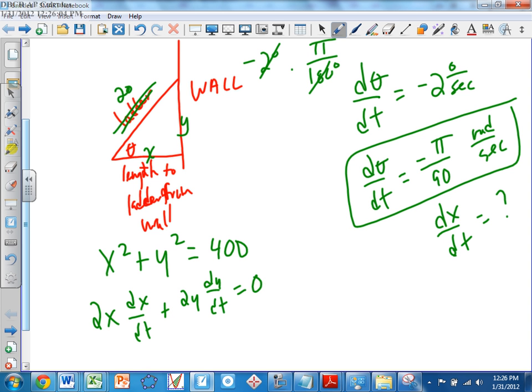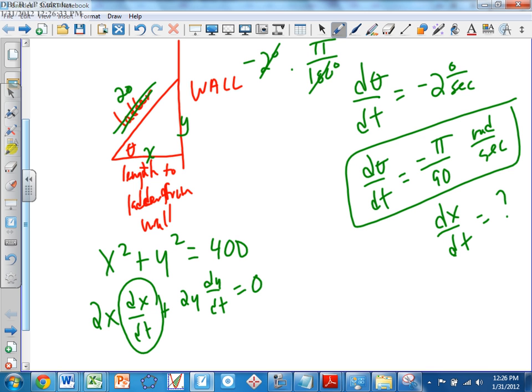Well, we got a slight problem here, don't we? Do you see d theta dt in there anywhere? I don't see it in there. We have dx dt, dy dt. This is what we're looking for. But we don't have dy dt. We have d theta dt. So we need to find a relationship between these two so that we can figure out what this is and plug it in here. But I can't just plug this number in.